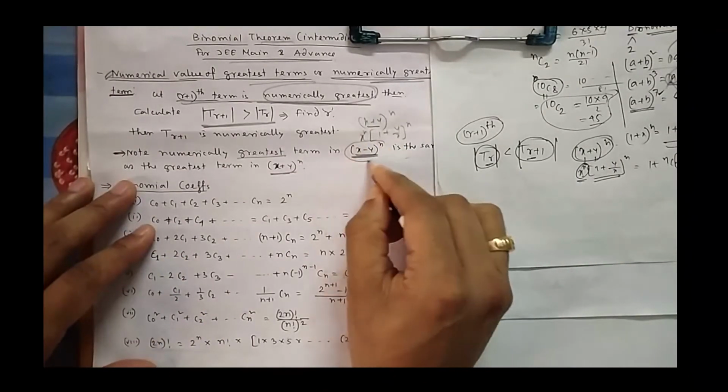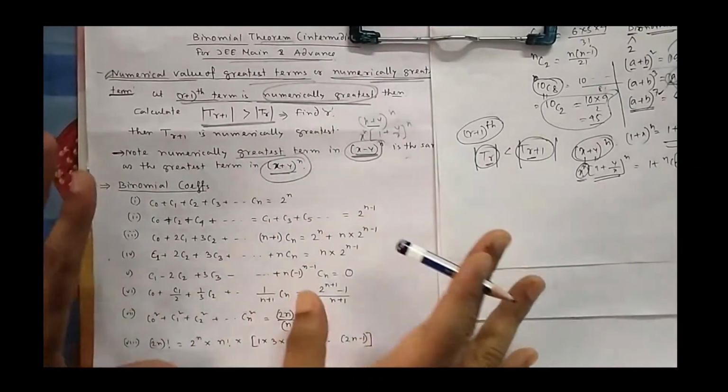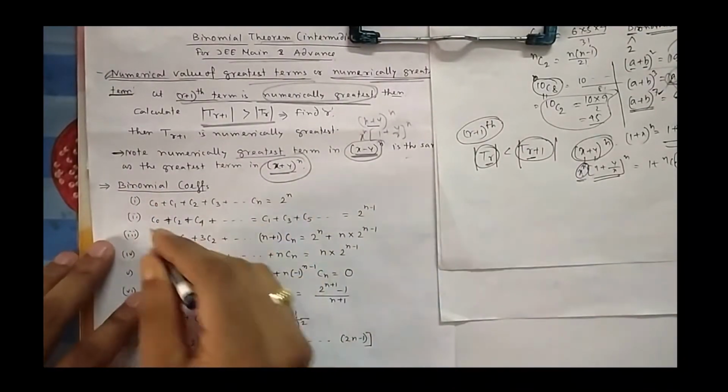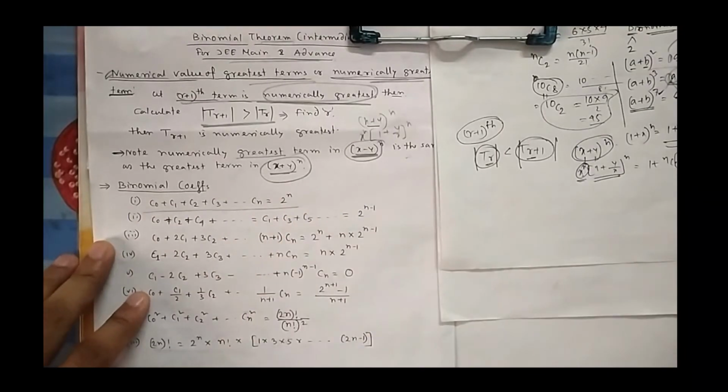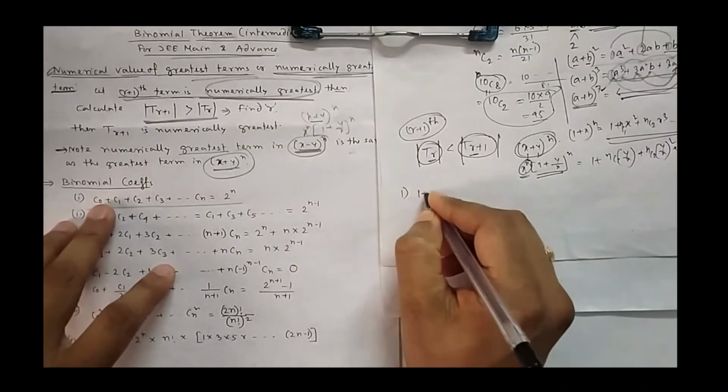So the numerically greatest term for this one and numerically greatest term for this one will be the same, there is no difference. Now there are some properties of the binomial coefficients, so instead of directly remembering them, you have to know where they are coming from. So that's why I will show a little proof of this.